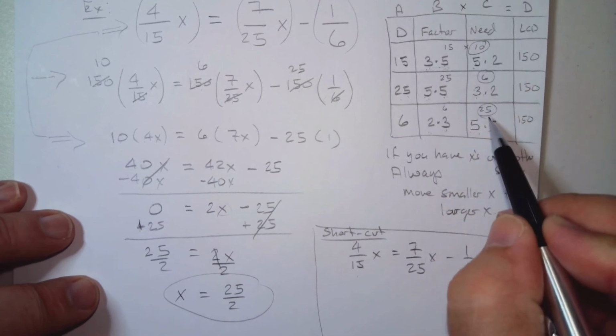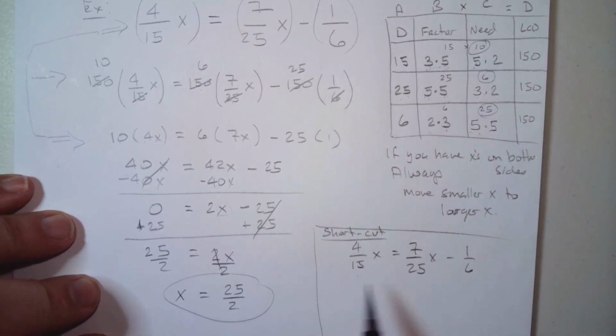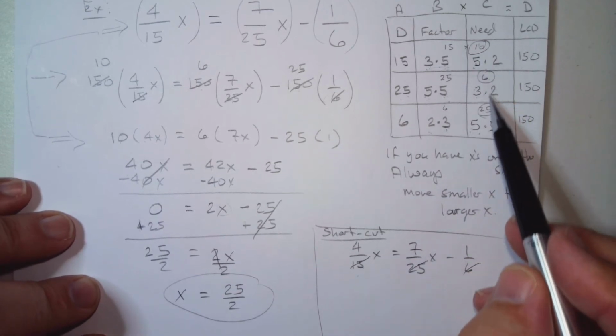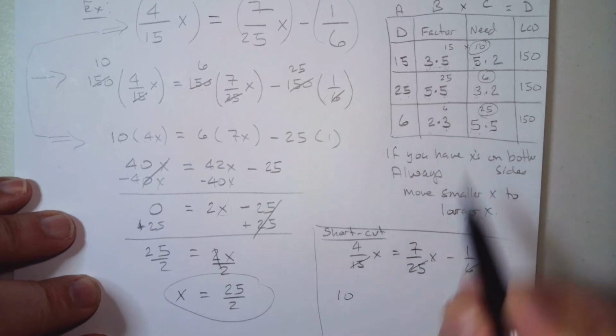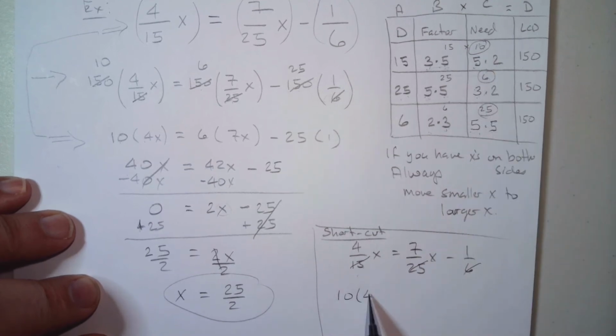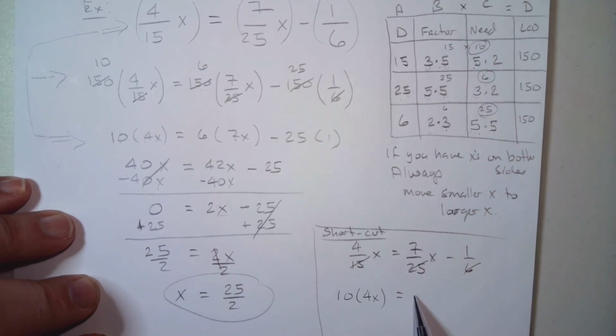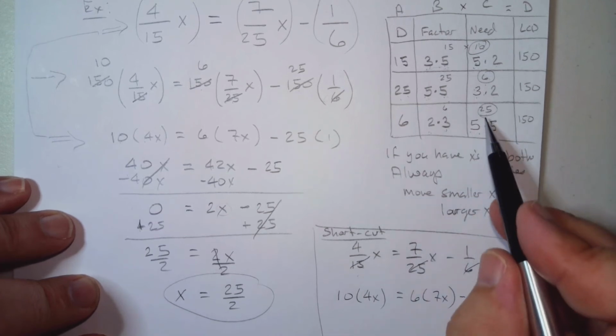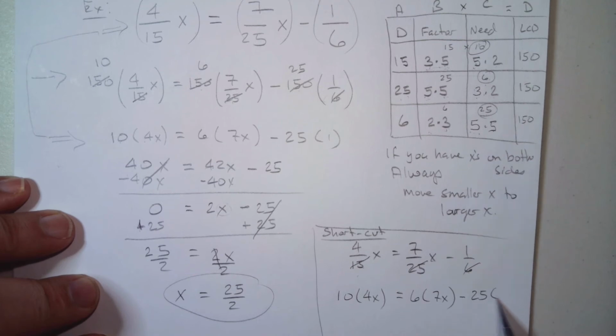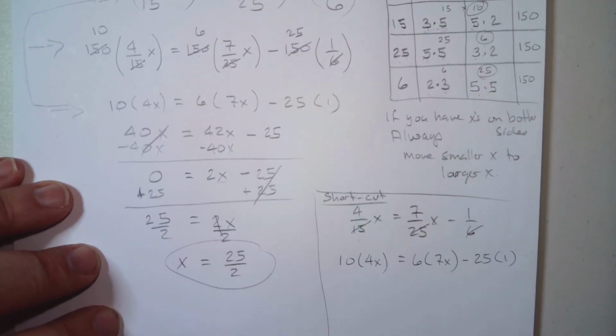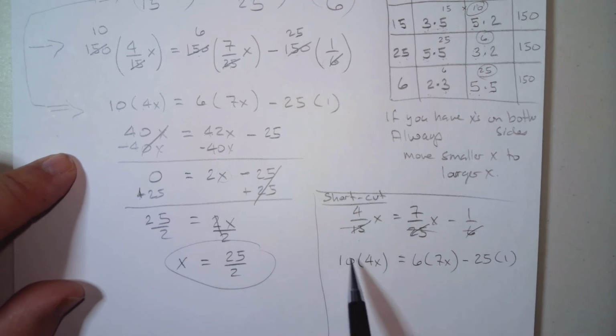With a 10, a 6, and 25. So we can just get rid of our denominators and put these numbers, the 10 in front of the 4x, the 6 in front of the 7x, and the 25 in front of the 1. Because we know the numbers are going to cancel, and that's what's going to be left. We continue from there.